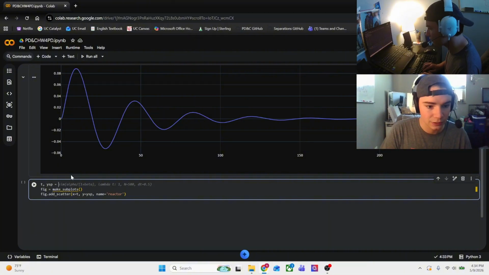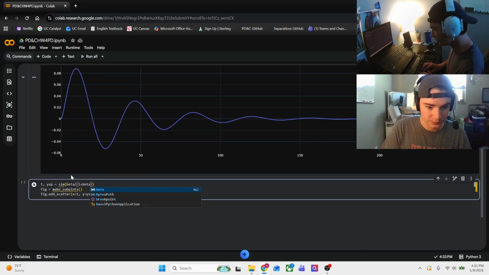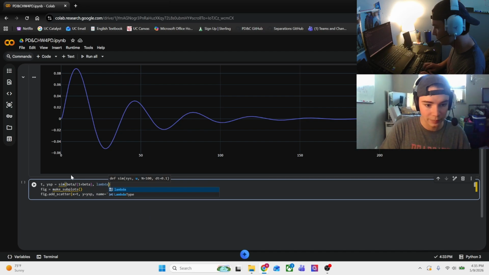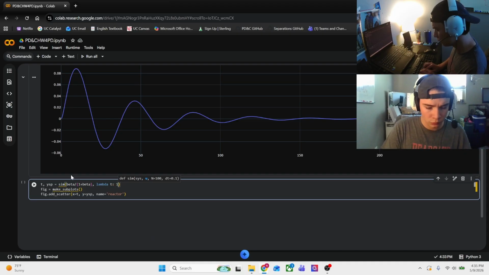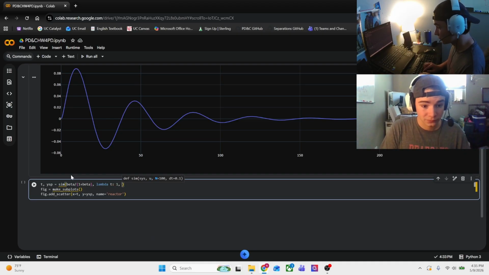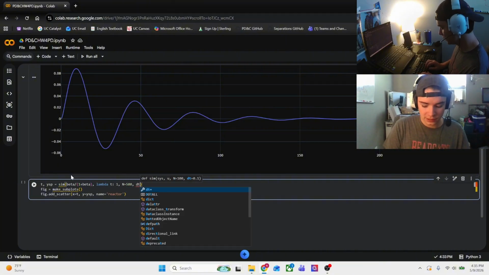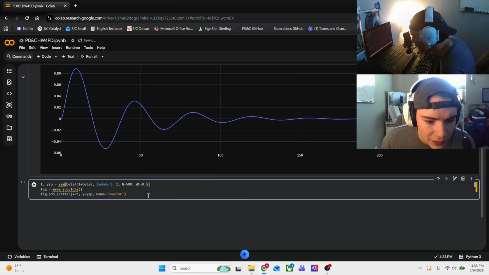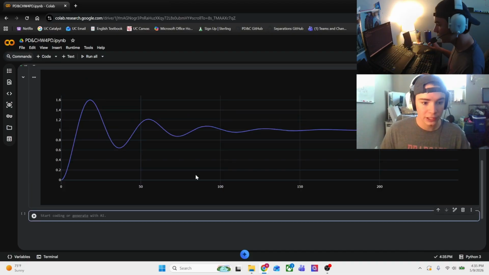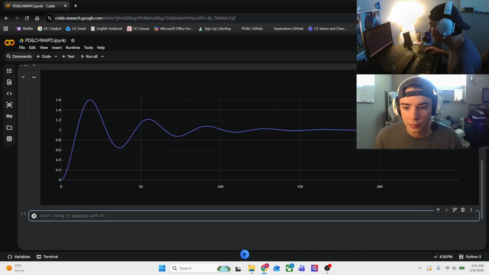I'm going to set that equal to simulate. This time we're going to do beta divided by 1 plus beta. Lambda t would be 1. And then we're going to do n equals 500 and dt equals 0.5. And I believe that is all correct. I hit shift enter. Beautiful. So as you can see here, we are converging right at our set point of 1.